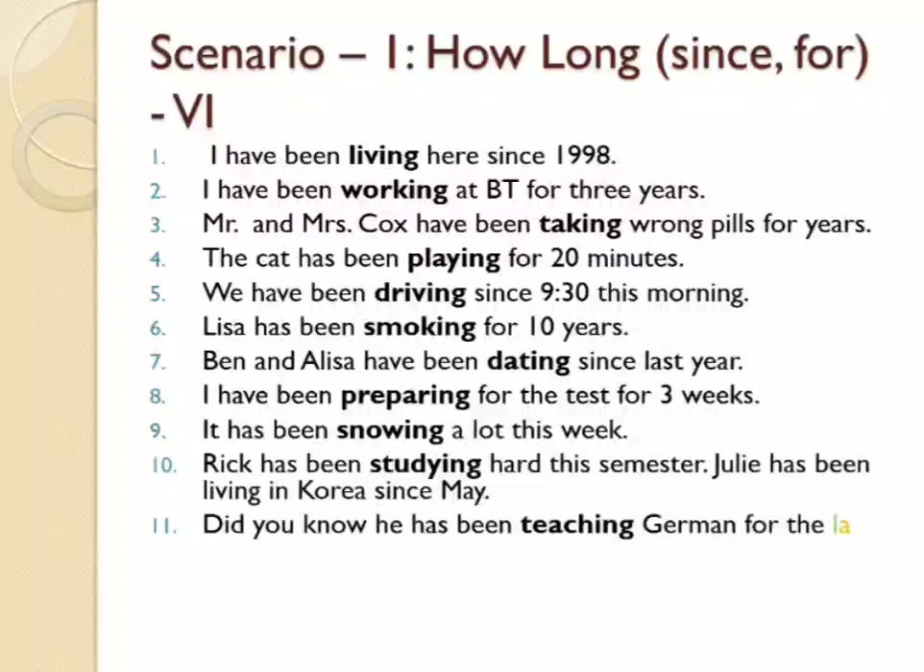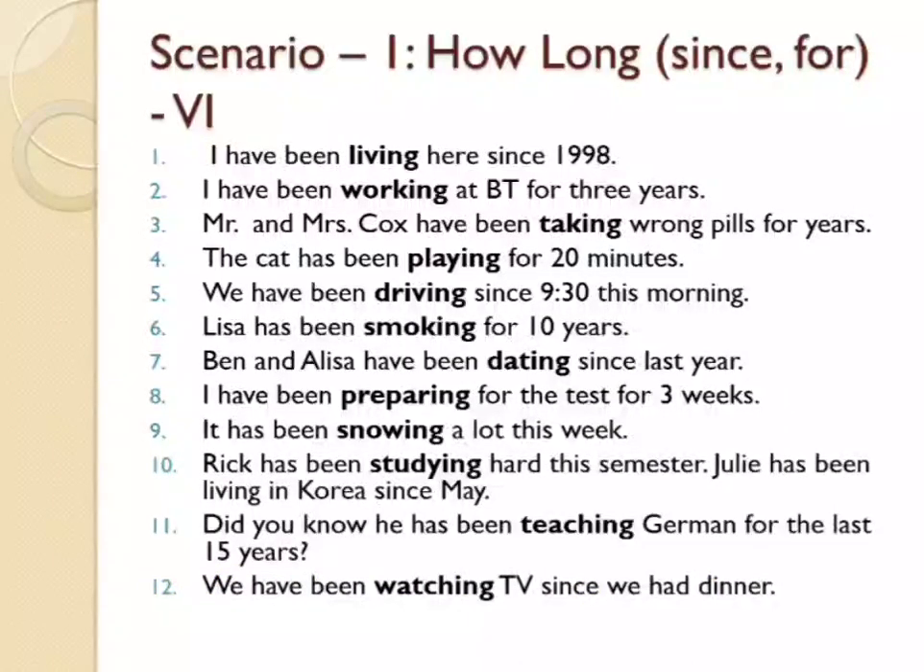Julie has been living in Korea since May. I should have made this as a new sentence, but you can understand. Living is V1 plus ing here. And the 11th sentence is, did you know he has been teaching German for the last 15 years? We have been watching TV since we had dinner. Great examples of the present perfect continuous tense.